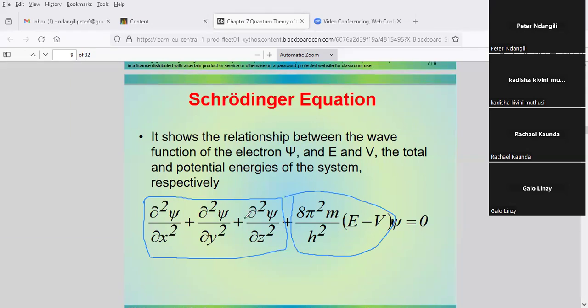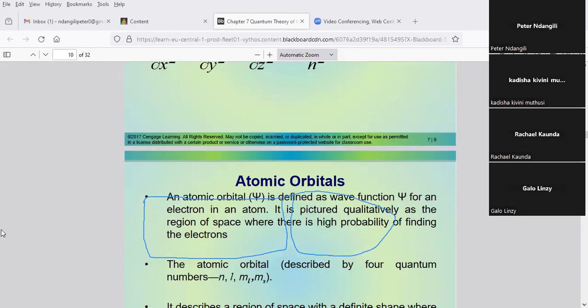So this equation or solution gives us the probability of finding an electron within a particular region of space. And that particular region of space is what we call an atomic orbital. That is why I'm introducing you to atomic orbitals here. And we say that an atomic orbital, which is psi, is defined as a wave function for an electron in a particular atom.